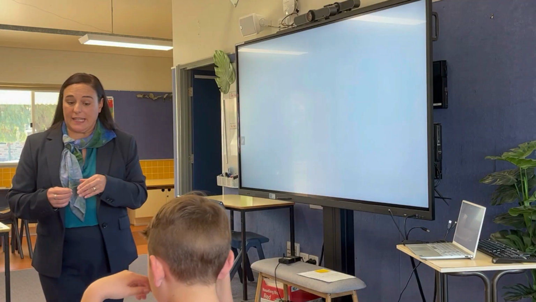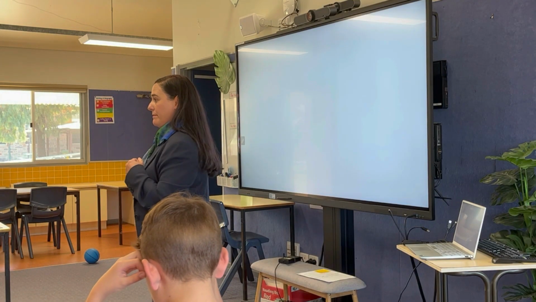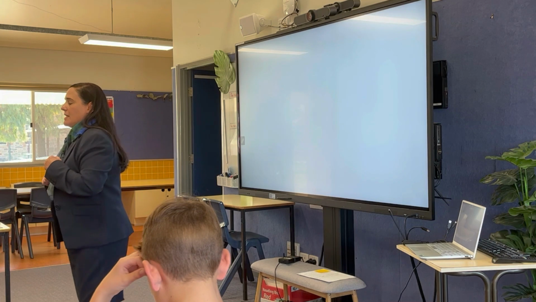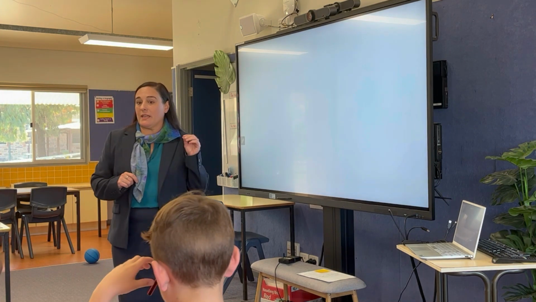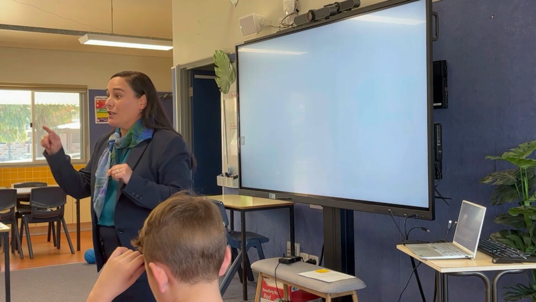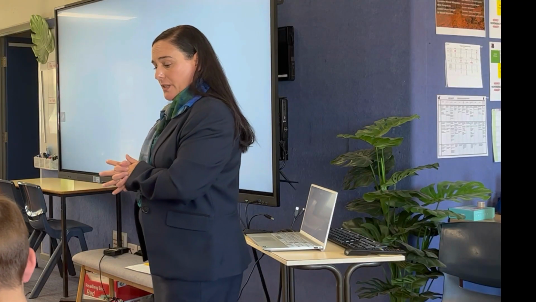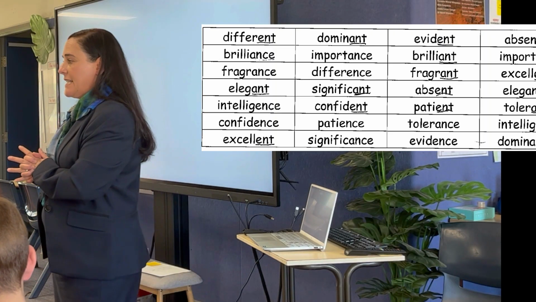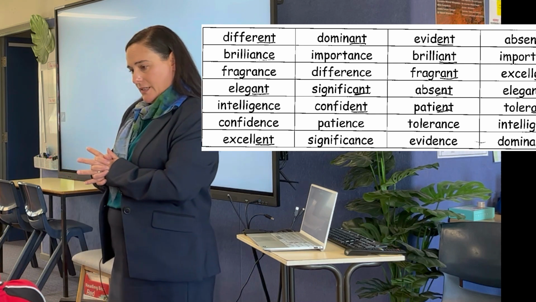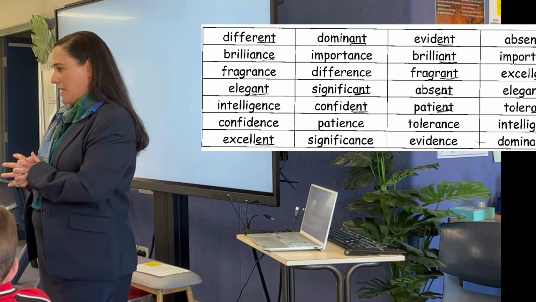Look for the words that end in ANT and underline them. And look for the words that have ENT at the end of them and underline those ones. So the first word is different. Can you underline ENT in the word different? Yep. So that's our base adjective.